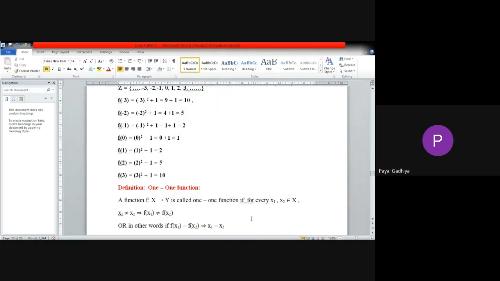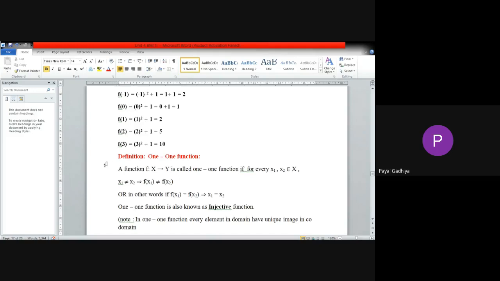Okay, so these are the examples of functions. Now let us see some types of functions. So, definition, one-one function. One-one function means every x should have a unique f of x. Now, as we have already seen, f of 2 was 4, and f of minus 2 was also 4. So there is no unique f of x for that x. Therefore, I can say that that function is not one-one.